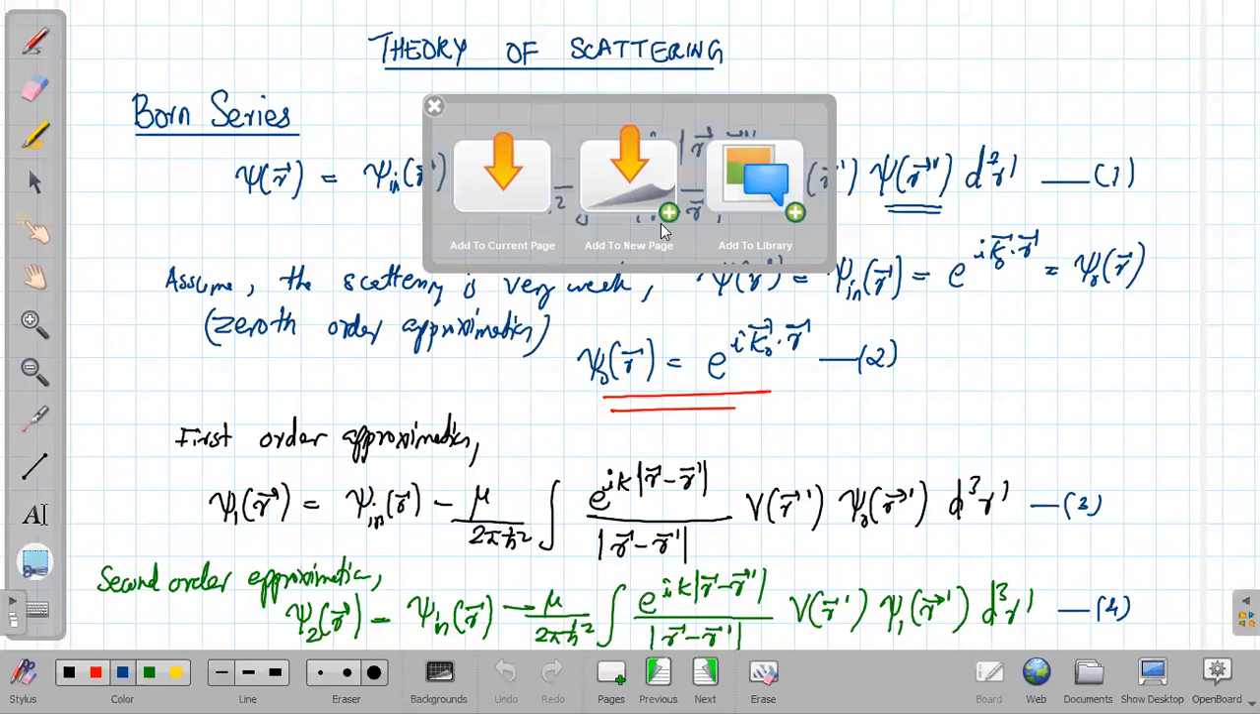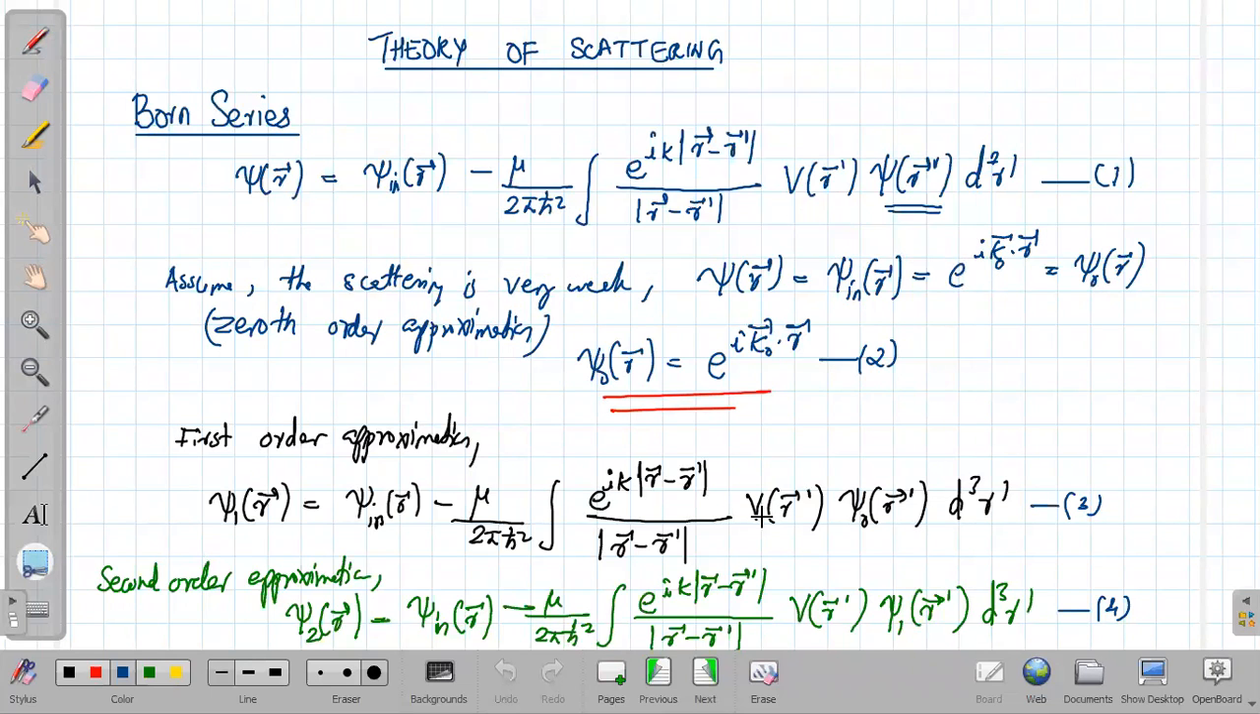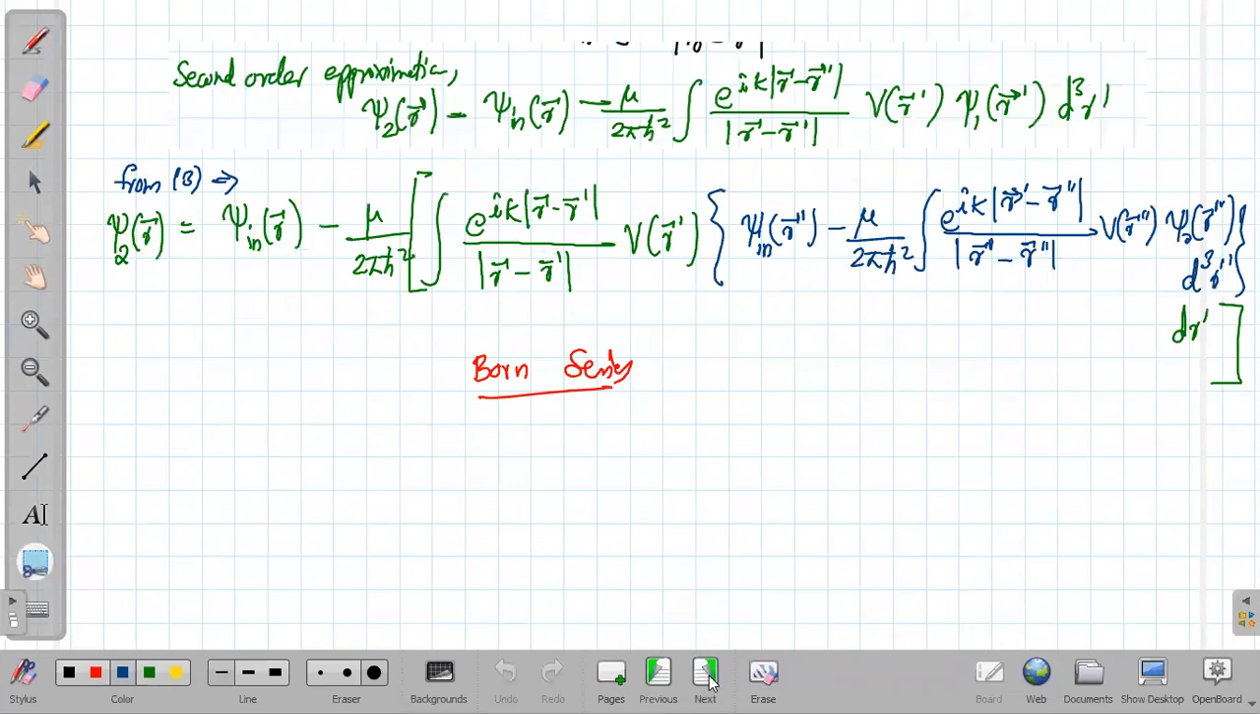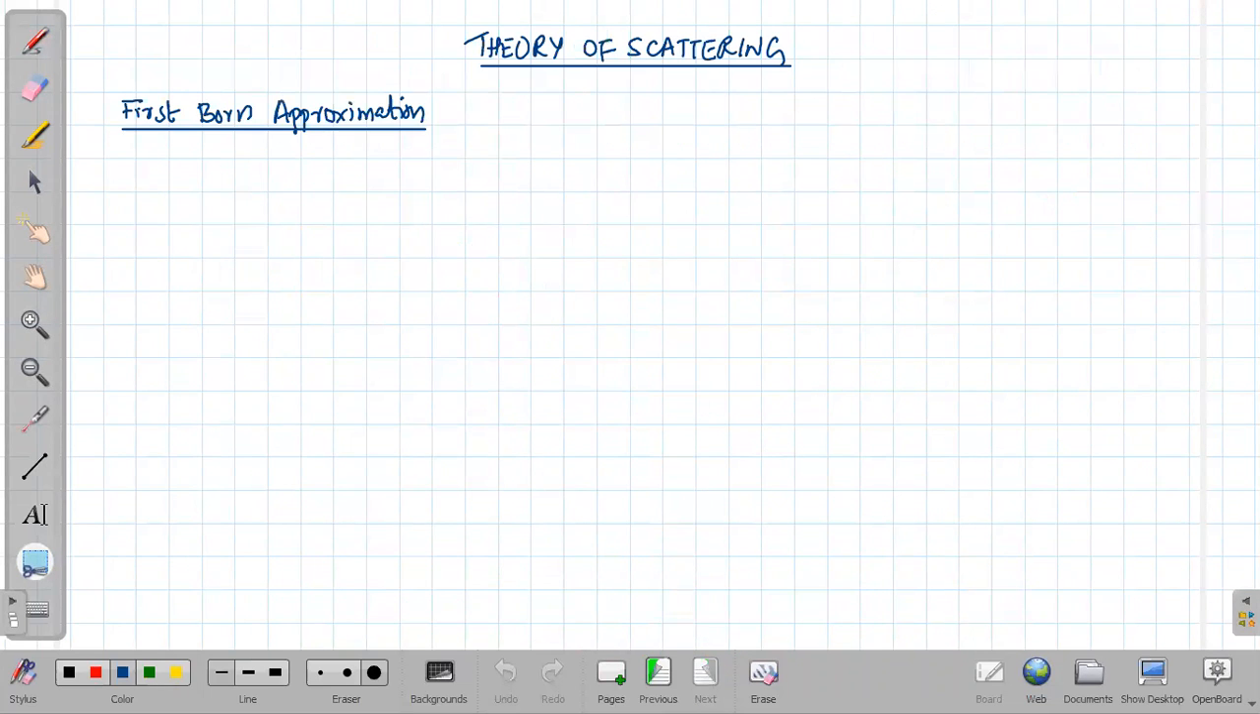Let it be copied and pasted in our next session. So here we can paste it.